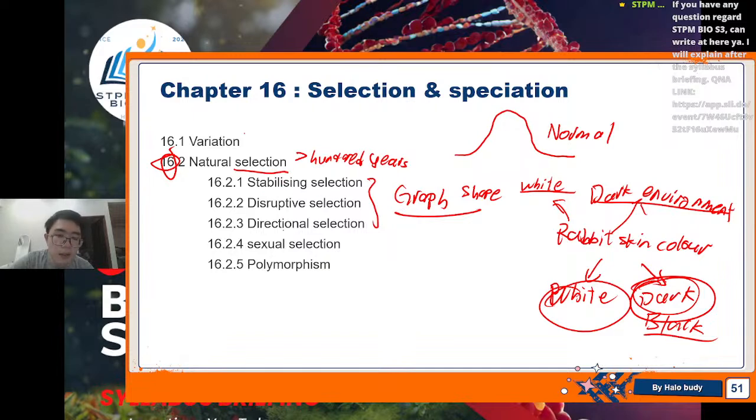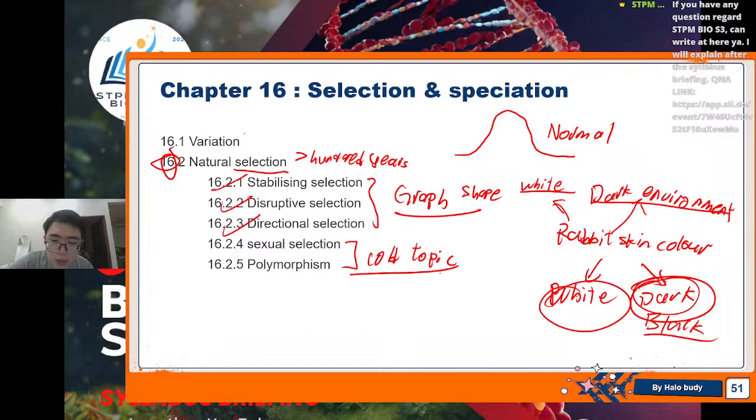There are many types in natural selection. There are 5 types, but these 3 are the most important because they involve graphs. In past year examinations, you will see it in almost all of the years, either in objective, structure or essay. Every year it comes out. The next topic is sexual selection and also polymorphism. These two are not too hot. I can say they are cold topics.